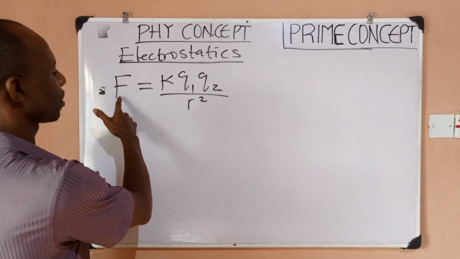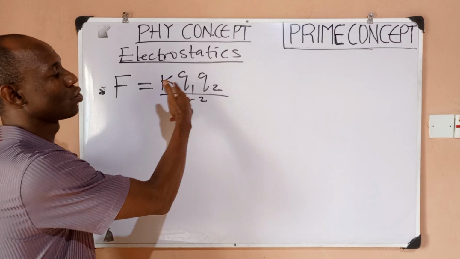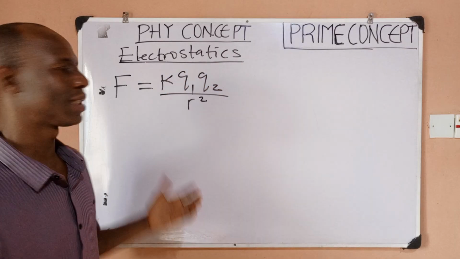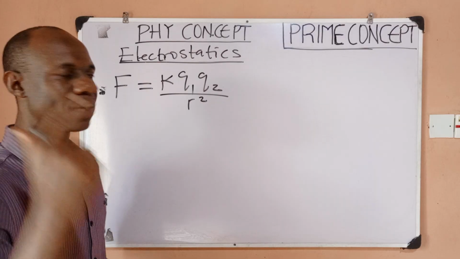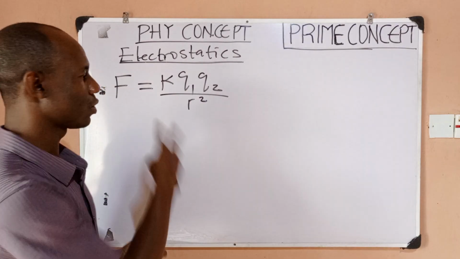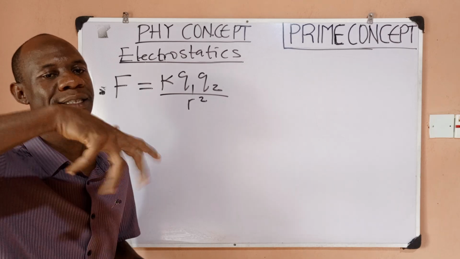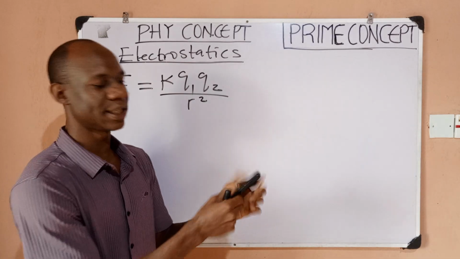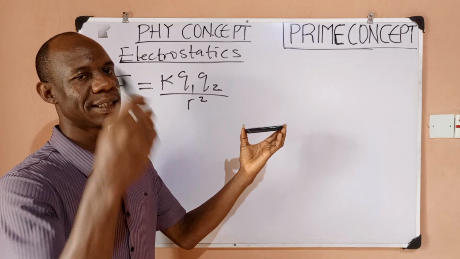Now, of course, Coulomb's law simply says when you have two charges, the force that will be experienced by those two charges is what is given by this. Now, let me quickly explain this again like I did before. I will be explaining this from the idea of magnetism. Now, if I have a magnet, say this is a magnet and this is a nail.